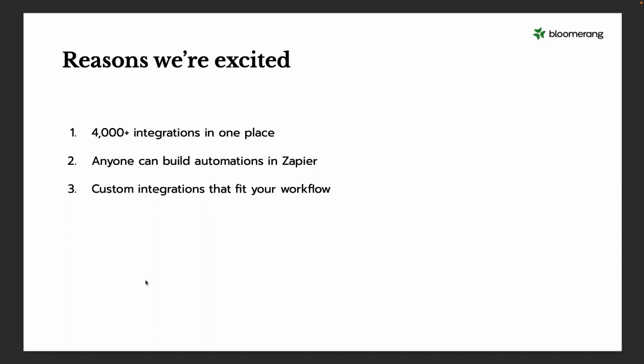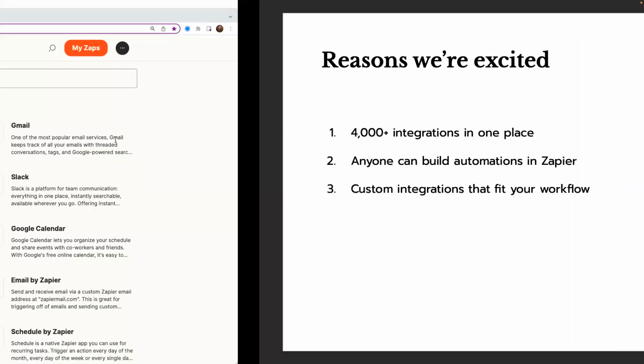There are three primary reasons that custom integrations with Zapier can be a value add for your organization. The first is that Zapier connects to over 4,000 other applications. It's actually, they announced today, over 5,000 integrations as of today. So what this means is that any app in Zapier's directory can be connected with any other app in the directory. So since Bloomerang is connected to Zapier, you can connect Bloomerang to any of the other applications in Zapier's marketplace.